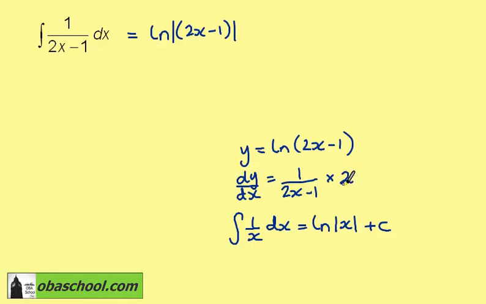And here, when we differentiated, we multiplied by the differential of the inside function. When we integrate, we do the opposite, and multiplying by a half is the same as dividing by 2. So we get a half log 2x minus 1 plus c.